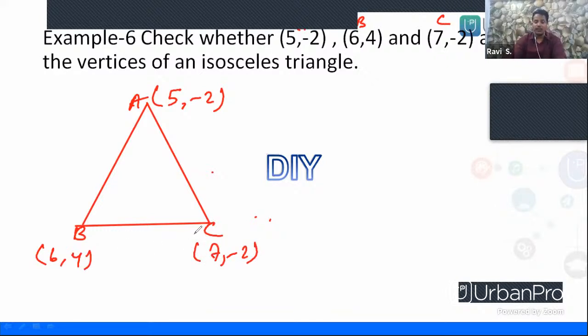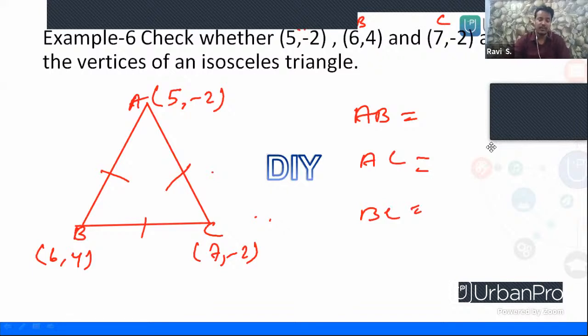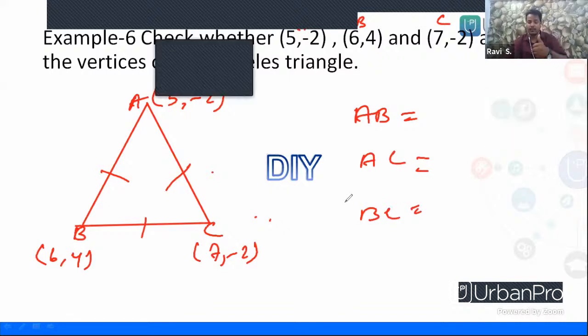Now we need to find out whether the given points are the vertices of an isosceles triangle or not. For that, we need to find out the distance. So we'll use the distance formula again. You are supposed to find out AB, then the side AC, and lastly the side BC. When you find out these three sides, you then look for which two sides are equal. If you get two values equal, that means the triangle is an isosceles triangle. Are you getting my point?